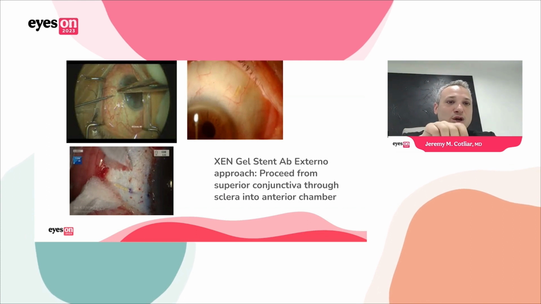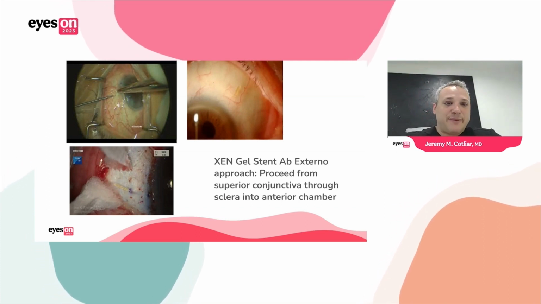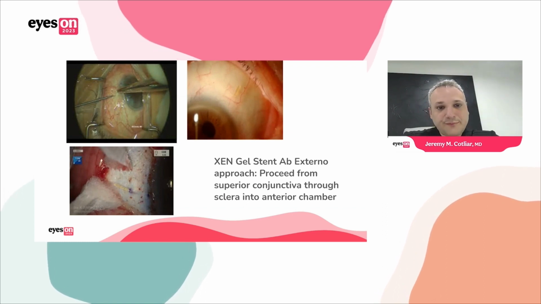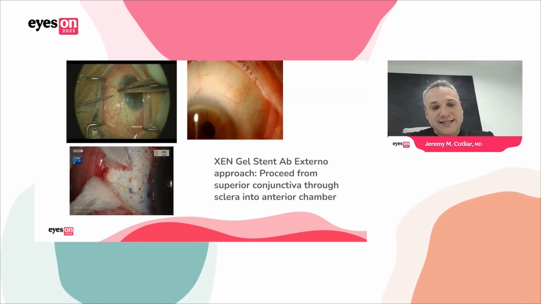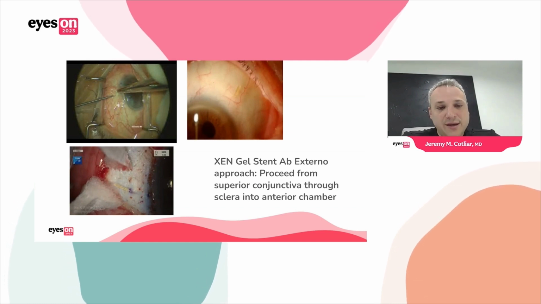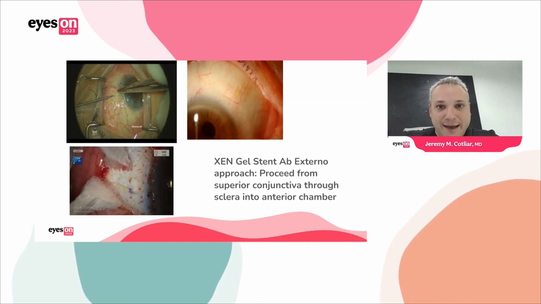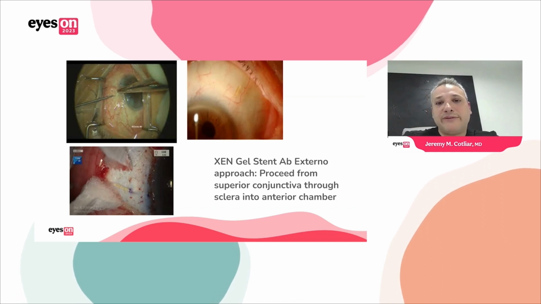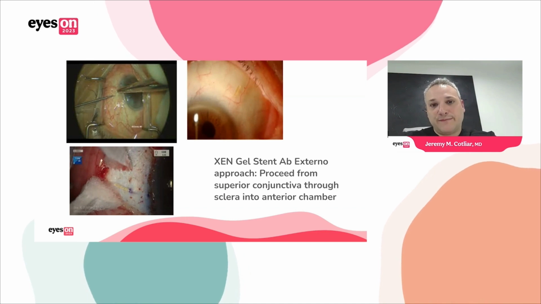At that point, you send out the little Xen gel stent, which on the bottom left, you see the Xen going through the sclera, and the other side of it is in the anterior chamber. The process then is to stitch or suture close the conjunctiva over the Xen, making sure that the Xen is not tangled up in Tenon's capsule, which can definitely happen. And then on the top right, we see the Xen sitting nicely on the wall of the eye under the conjunctiva and in good position.